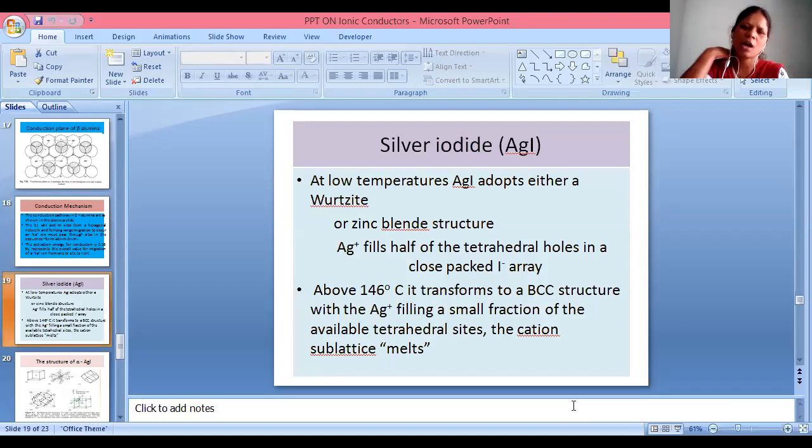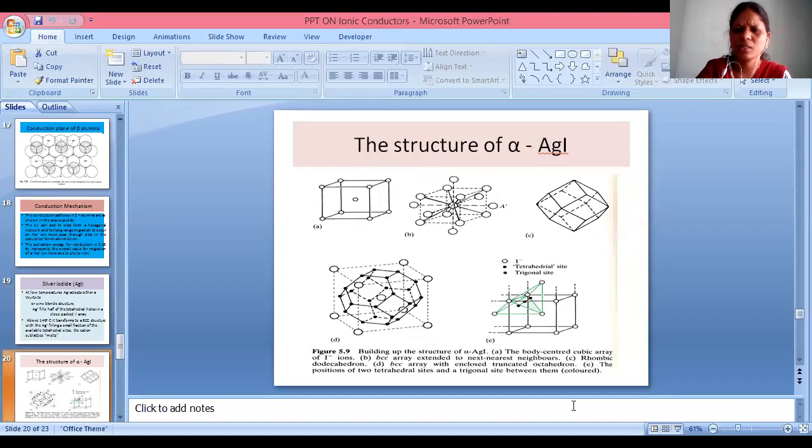Similarly, another fast ion conductor is silver iodide, and at low temperature it exists in two structures, that is wurtzite or zinc blende structure, where Ag+ fills half of the tetrahedral holes in a close packed I- array. If the temperature is above 146 degrees Celsius, it transforms to a BCC structure with the Ag+ ions filling a small fraction of the available tetrahedral sites, and the cation sublattice melts. And this is the structure of silver iodide.